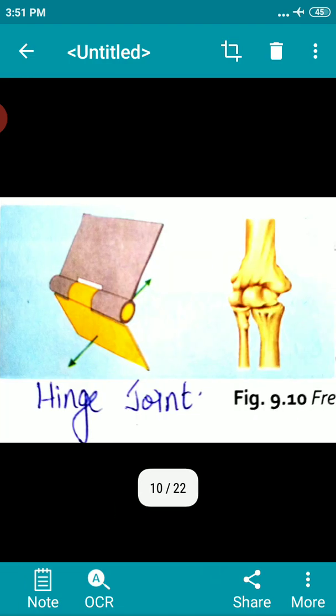Now the next one, the hinge joint. You have observed a door. It can move only back and forth and in no other direction. In the same manner, bones joined by hinge joints can move back and forth about one axis only. Our elbow has a hinge joint and can move in one direction only. So we can bend it forward and back to the original position, but cannot move it backwards. For example, the joints in the knee, jaw and ankle are hinge joints.